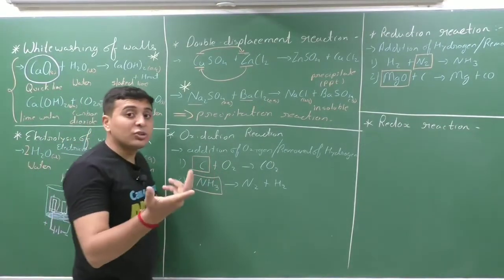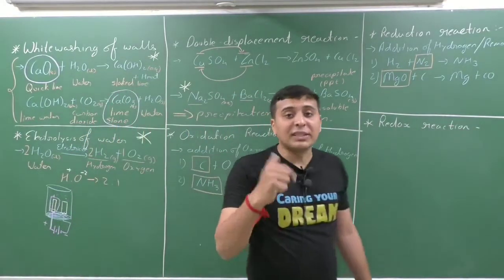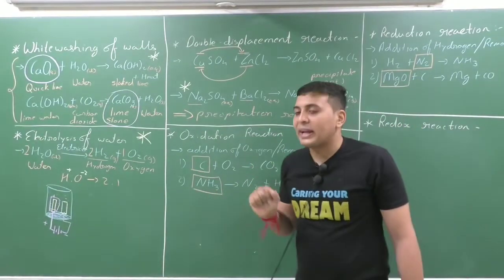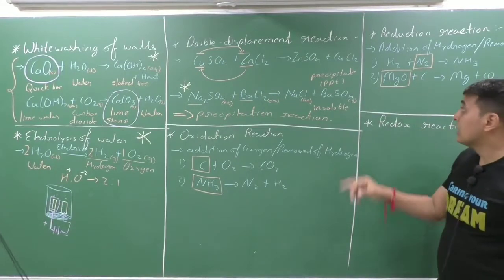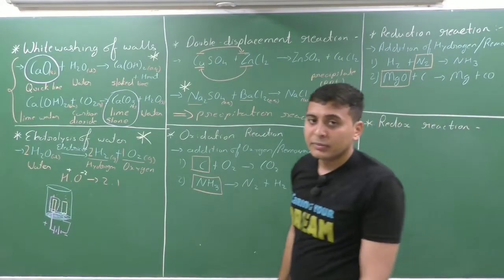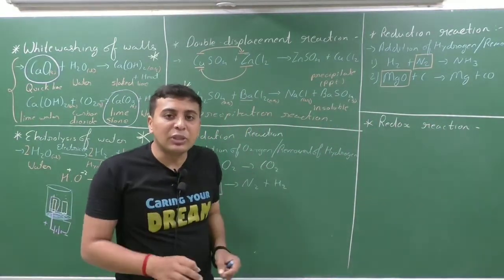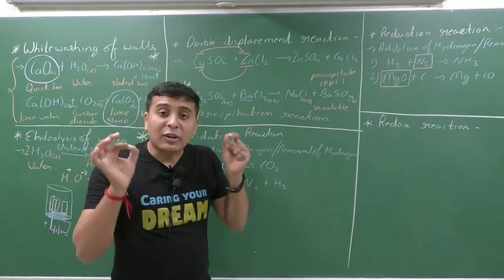Carbon is oxidized into which compound? Into carbon dioxide. But the oxidation takes place of which compound? The oxidation takes place of carbon. The oxidation takes place of NH3, ammonia. The reduction takes place of N2, nitrogen gas. The reduction takes place of magnesium oxide. Clear? Getting it? The compound which gets oxidized and the compound which gets reduced are always from the reactant side.